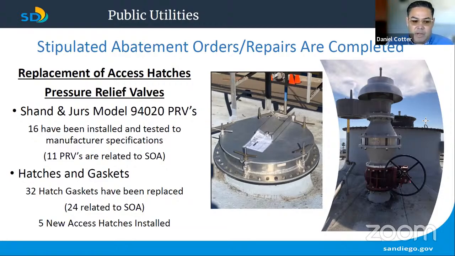Hatches and gaskets: 32 hatch gaskets have also been replaced, 24 related to the SOA. And we have currently replaced 5 access hatches with new ones installed. So all above and beyond the SOA. Proud to say that. Next slide, please.